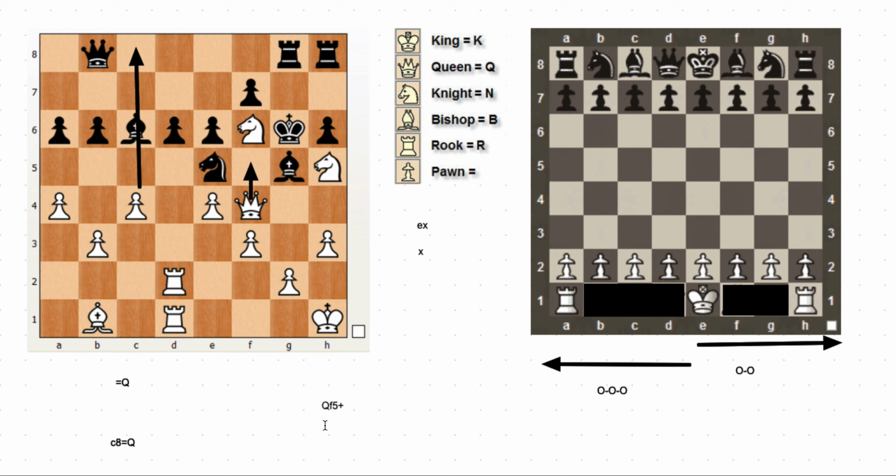Now if this were a checkmate, I would simply exchange the plus for a number sign. And that's about it.